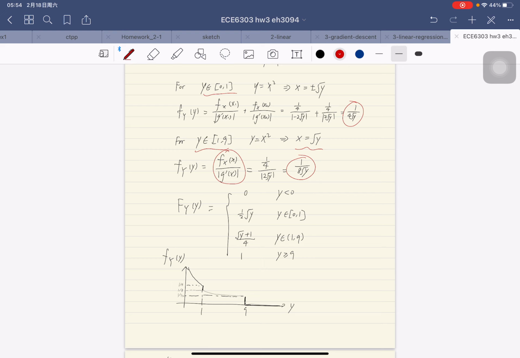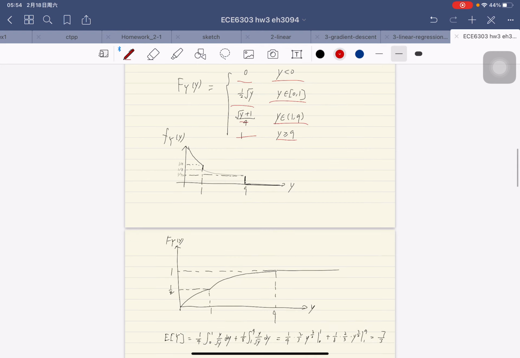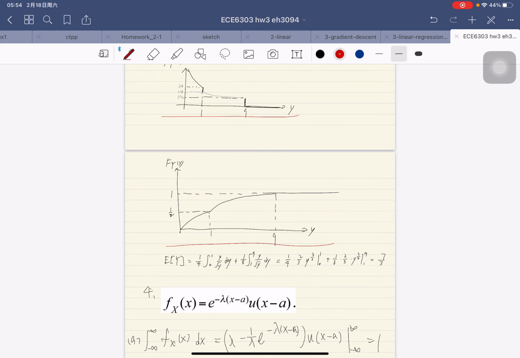And since we know that the interval should be a partition of these four, we just take an integral of the small fy, and we will know the big Fy as follows. And here is the plot of small fy, here is the plot of big Fy.